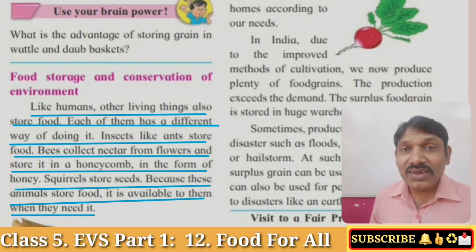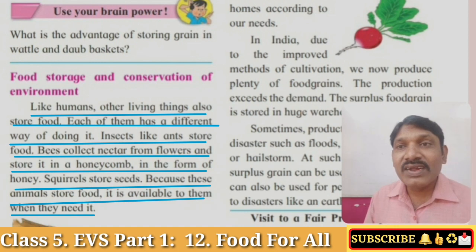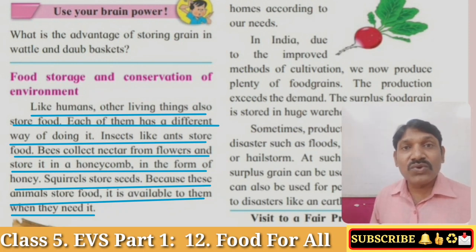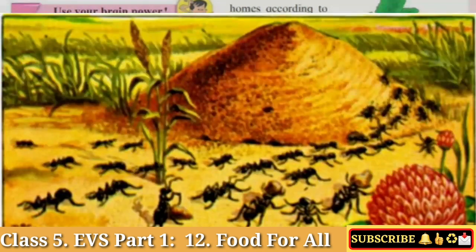Okay, students. So here, as we humans store the grains or food crops, in the same way other animals or other living things also store their food for their future need. Each of them has a different way of doing it, and the method of storing food of every living thing is different. For example, insects like ants store food. Yes, student, we know that. You can answer in the comment section: where does the ant store its food?